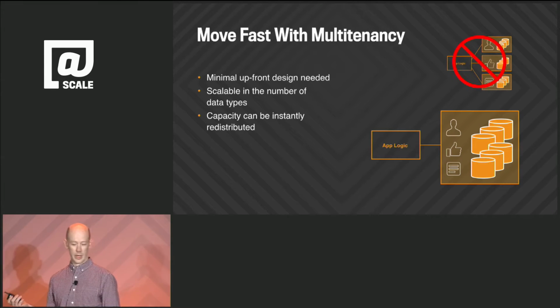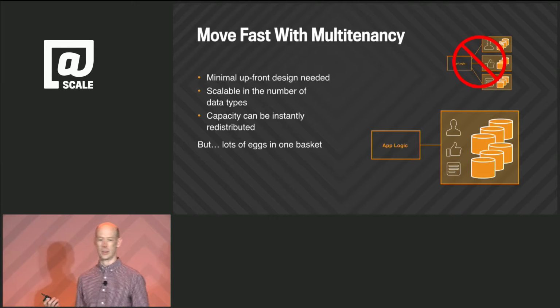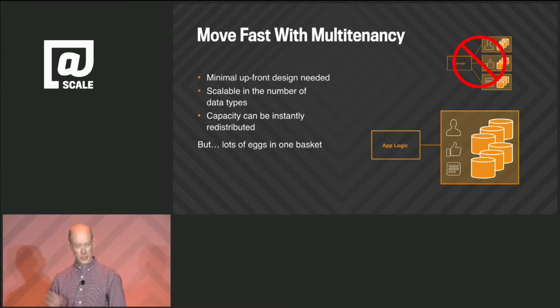So we get a lot of advantages, but we basically are putting all of our eggs in one basket. If something does go wrong, if we have an overload in the system or a capacity problem, it affects all of Facebook instead of just one part of it.